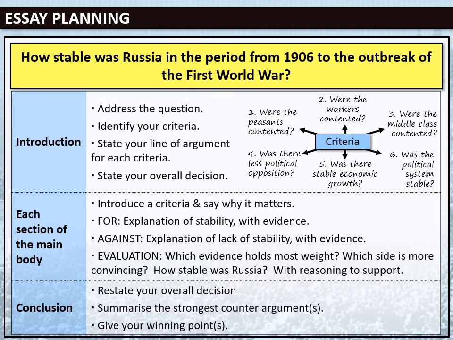In our conclusion, we need to restate our overall decision. We'll probably summarise the strongest counter-arguments or points against, and then we'll give our winning points.